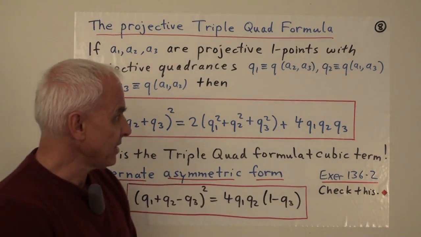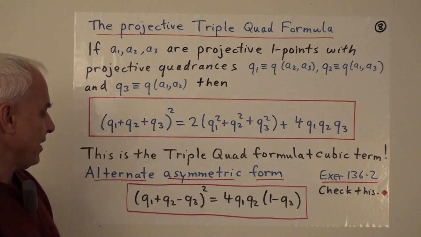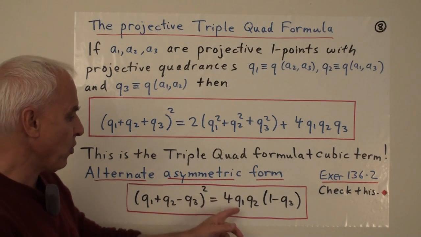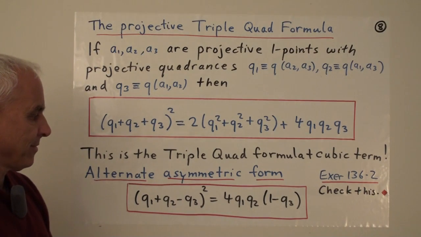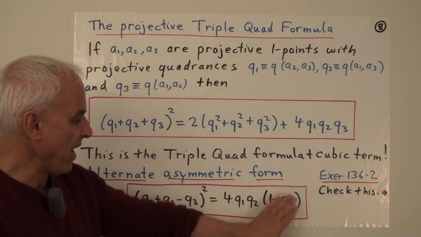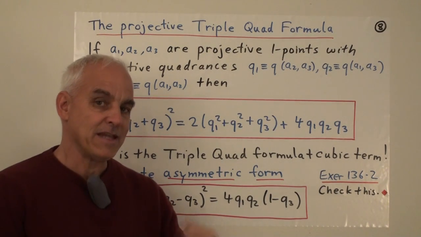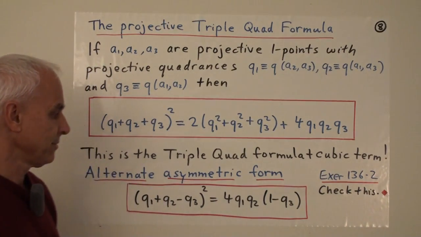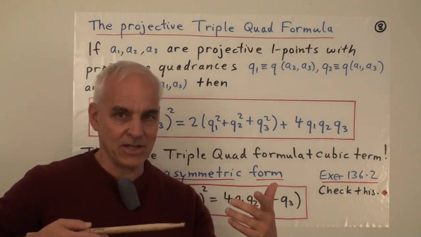Okay, as an exercise, here's an alternate asymmetric form, which is (Q1 + Q2 − Q3)² = 4 Q1 Q2 (1 − Q3). If we eliminated this factor here, then we would get the familiar asymmetric form of the triple quad formula. So this is not so much different from the affine story.